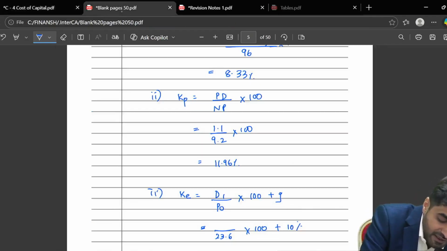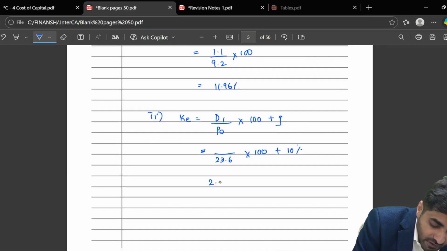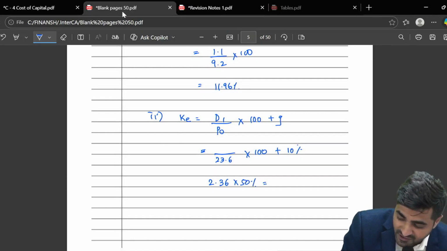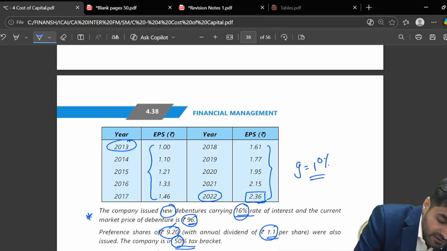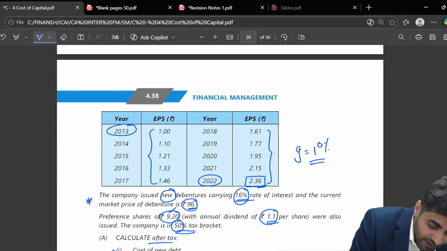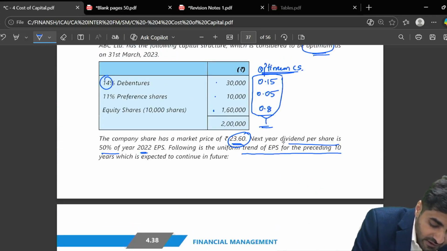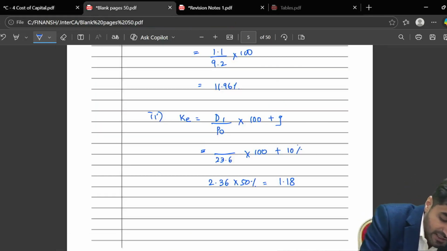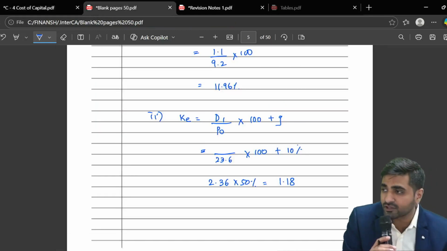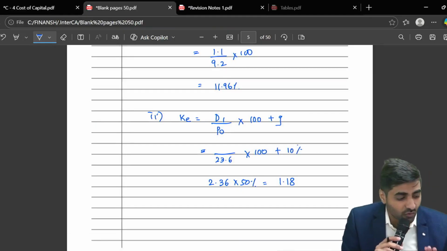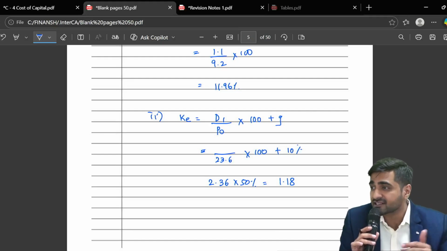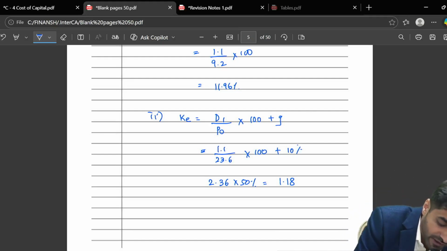How much percent are you giving by way of dividend? 50%. So can I say 50% of 2.36 will be 1.18. Read the question. The next year dividend is 50% of 2022's EPS. So that is nothing but 1.18. Now, will I add any growth rate to this? What do you think? The answer is no. Why? Because this itself is your next year's dividend. So this has to be 1.18.